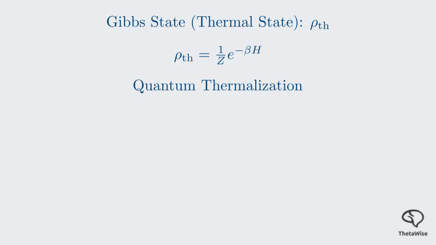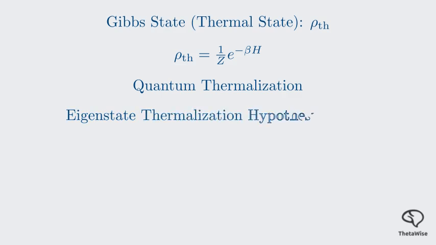This is often described by the eigenstate thermalization hypothesis, or ETH. The ETH states that for a thermalizing system, the expectation value of an observable in any energy eigenstate is equal to the thermal expectation value at the corresponding energy. In simpler terms, the system's own energy eigenstates are already thermal.